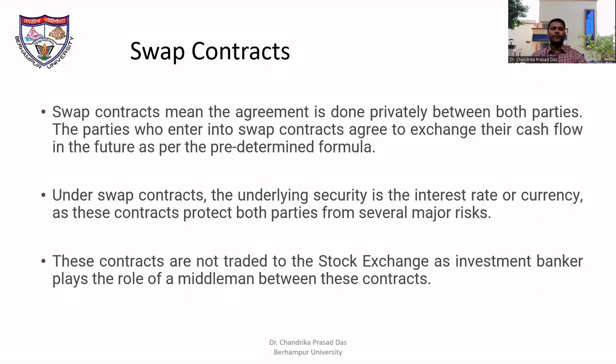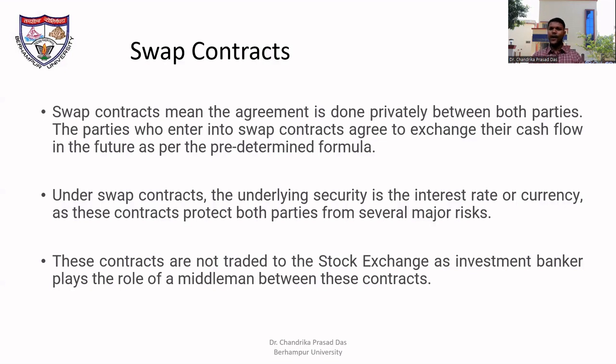The fourth form of derivative contracts is swap contract. Swap means exchange. It is an agreement being done privately between both the parties. Here, you will not exchange asset. What you will exchange? You agree to exchange the cash flow in the future dates. Basically, the underlying security in swap contracts are the interest rate swap or currency swap.